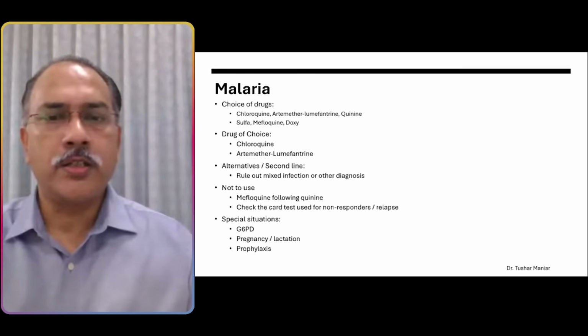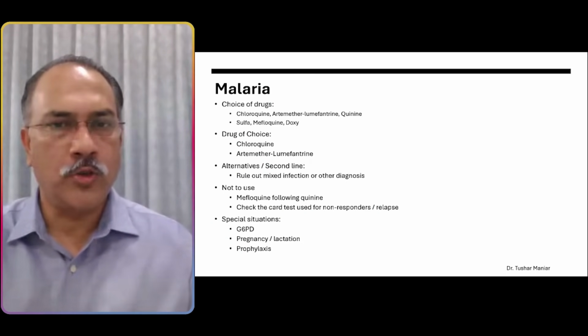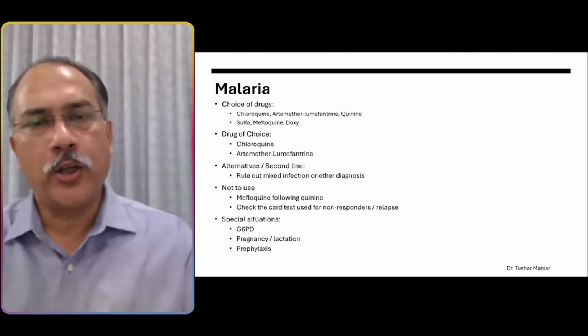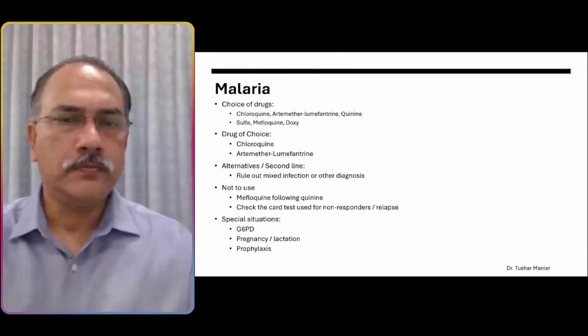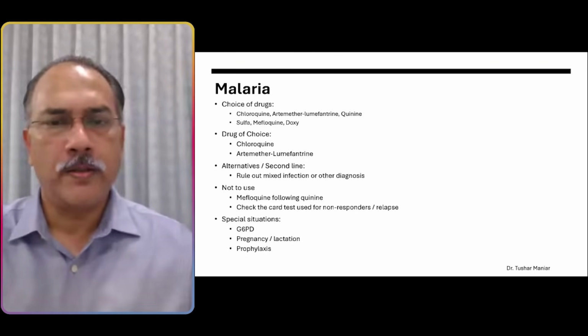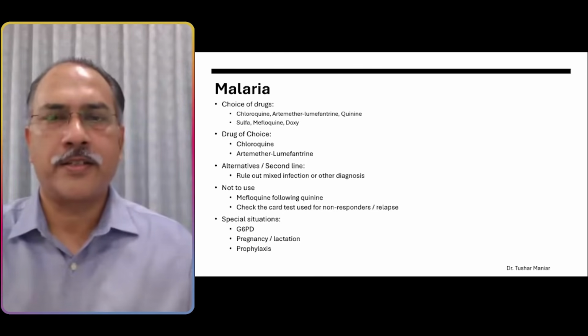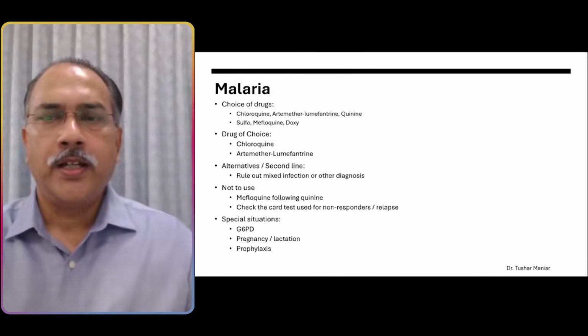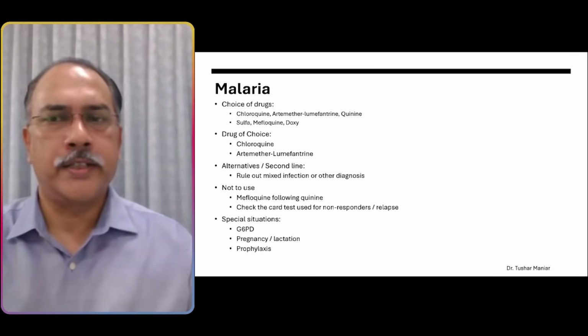Special situations, as we mentioned, G6PD deficient patients, you will not be giving chloroquine. You may give only artemether lumefantrine and follow it up with a once a week high dose primaquine with close monitoring of hemolysis. Pregnancy, lactation, and prophylaxis, I think we can look at some other time. Ideally, in India, we do not recommend prophylaxis for people who are traveling from outside and come here, because now at least we don't have that bad malaria situation.